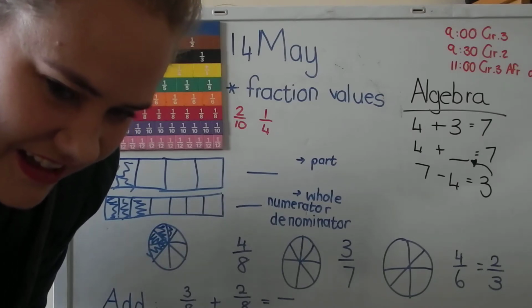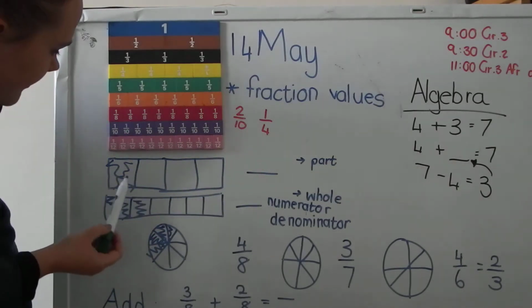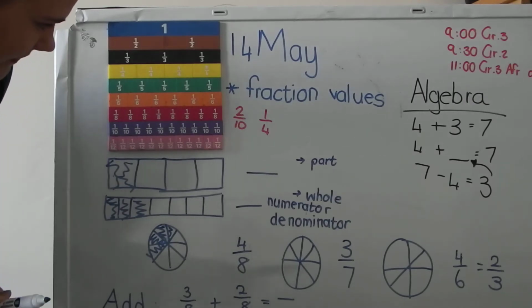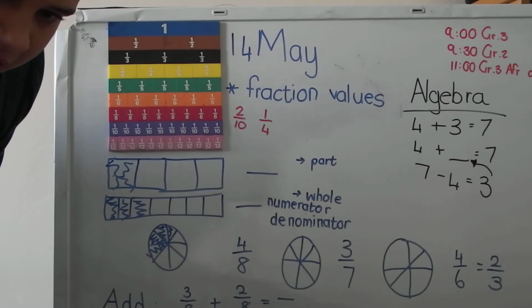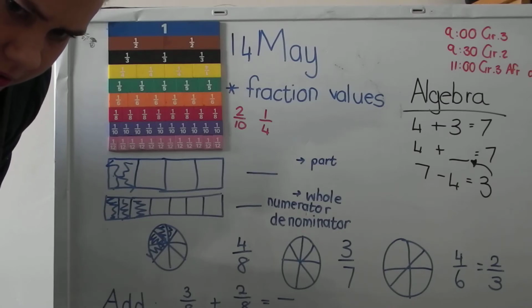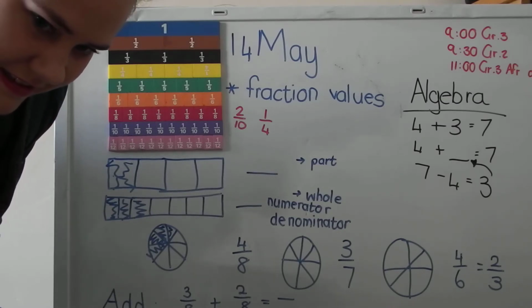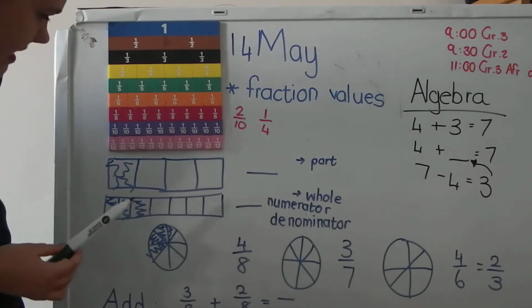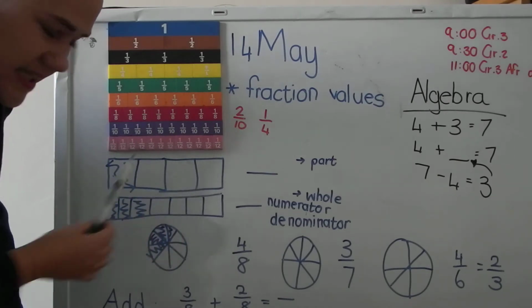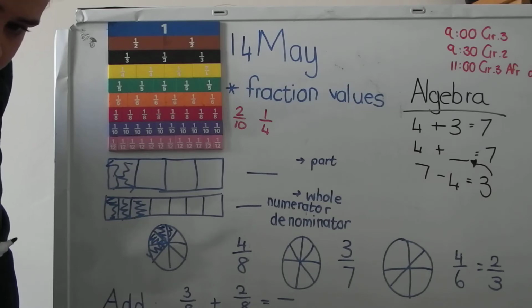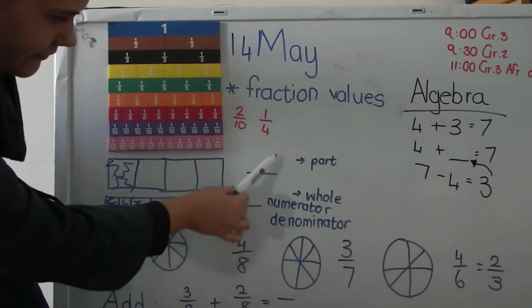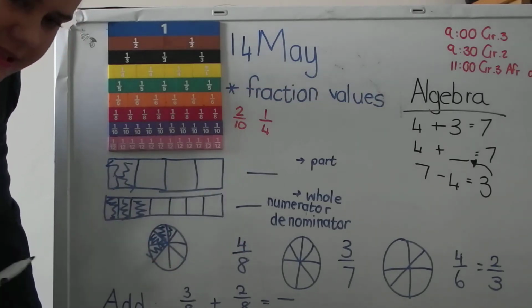Okay, Kanya, how do we write it if 1 of 4 pieces are colored in? How do we write it? Okay, can you hear me better now? Oopsie. Where did she go? Okay, Shani, let's see if you can do it. How do we write a fraction when one of four pieces are colored in? Shani? Shani, man. How do we write the fraction if one of four pieces is colored in?